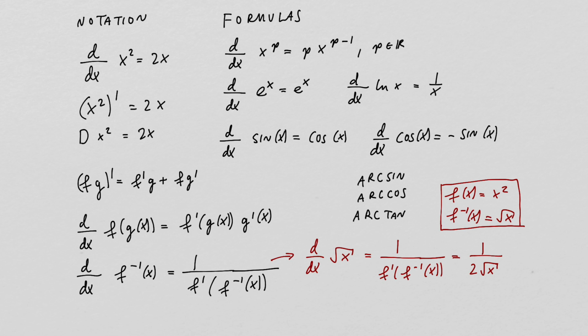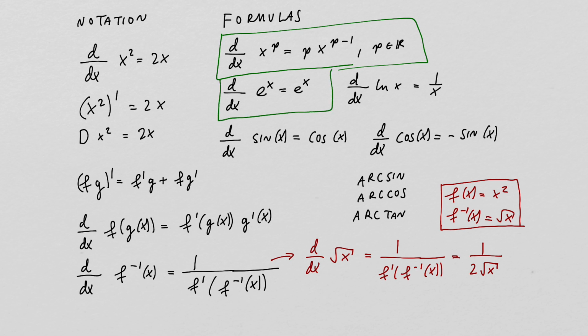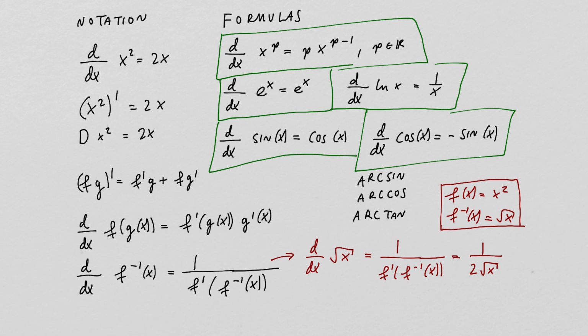There are many differentiation formulas. For example, if we have some monomial, we can differentiate in this way. The derivative of the exponential function is very easy. The derivative of the natural logarithm is 1 over x. The derivative of sine is cosine, and the derivative of cosine is minus sine. For the other trigonometric functions or their inverse functions, we have also these differentiation formulas. They are not so easy, but if we need them, we can find them.